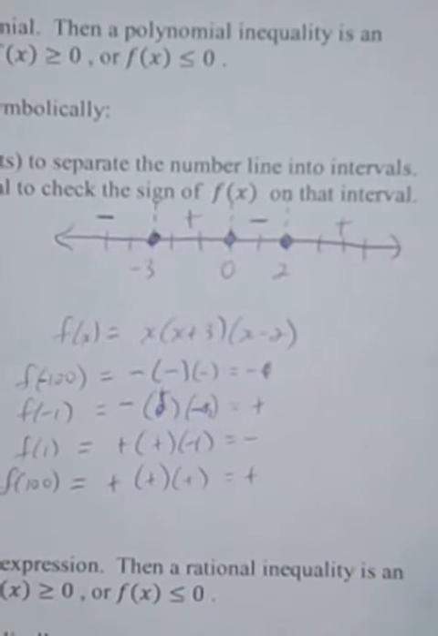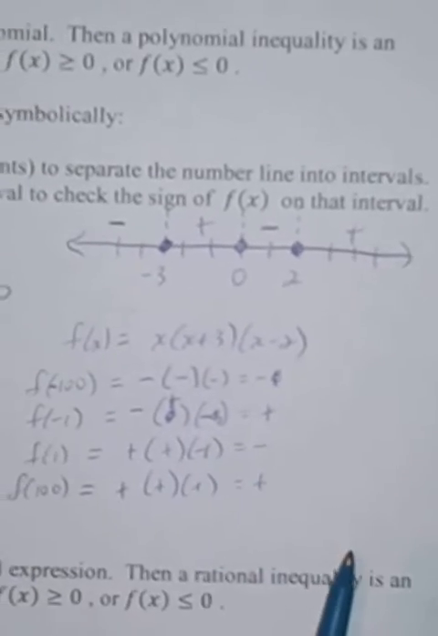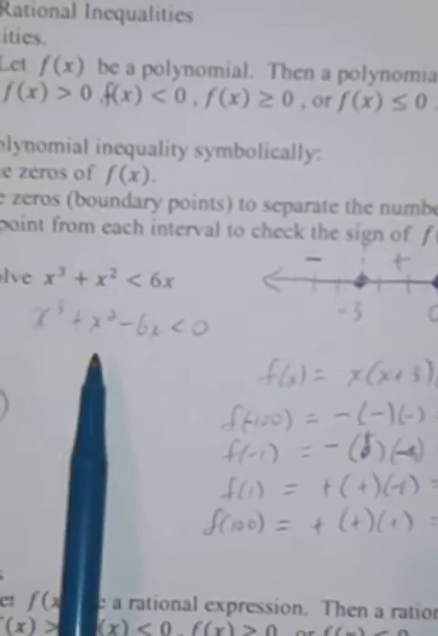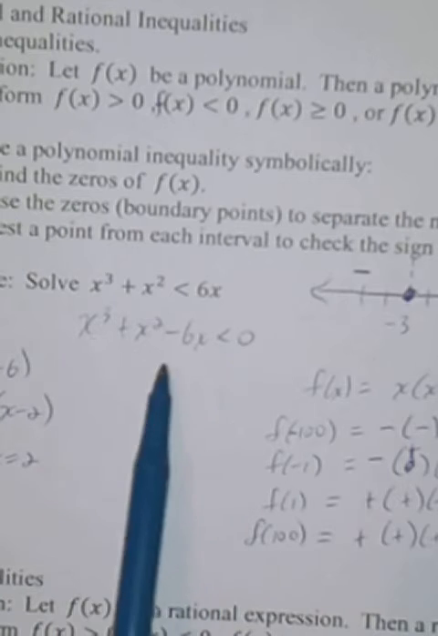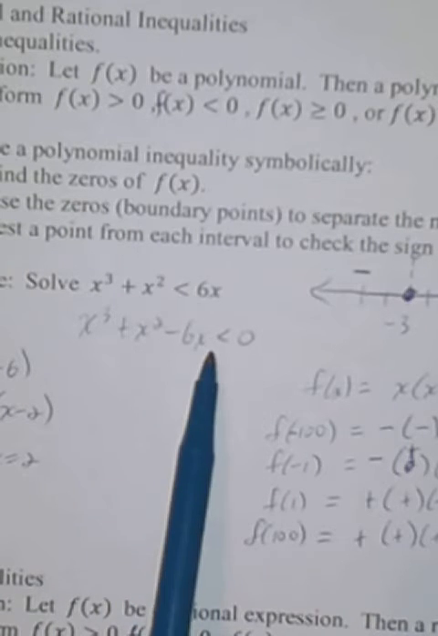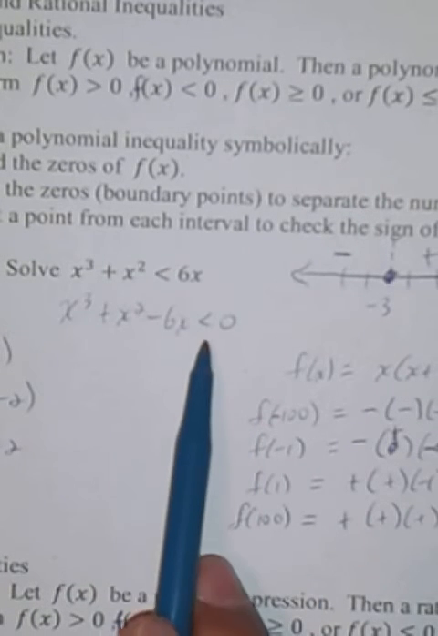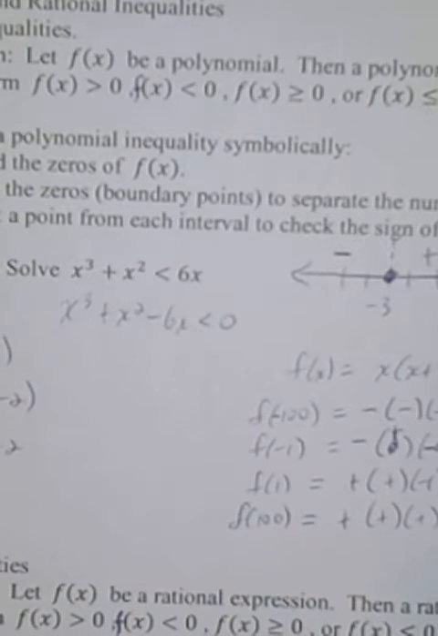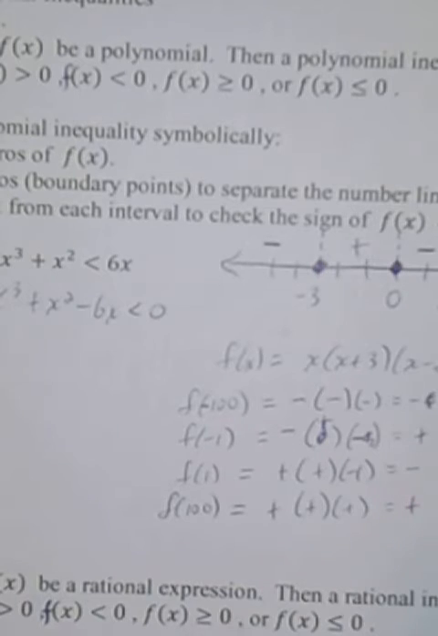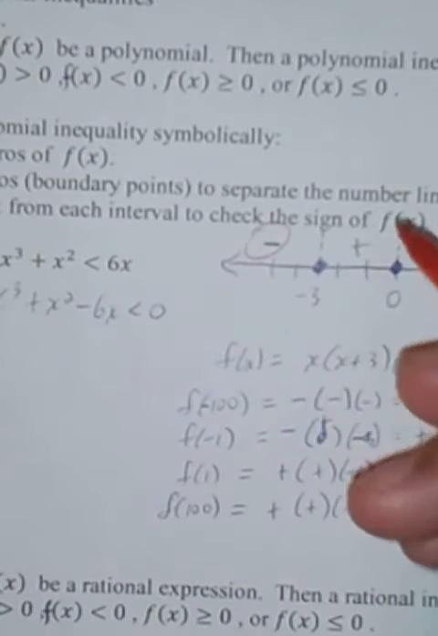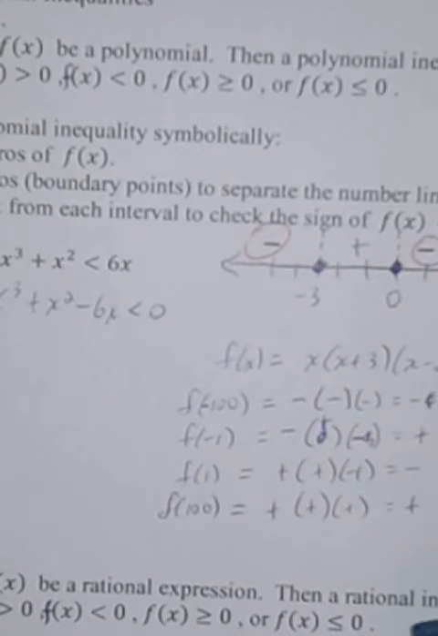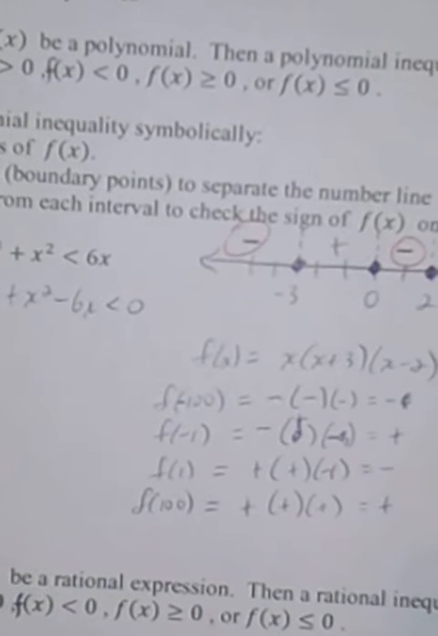Okay, I have found the signs. And so what am I solving? Well, these two inequalities are the same. I'm actually solving the second one, but whatever I get for the second applies to the first. So I'm solving where it's negative, less than 0. And so that would be from negative infinity to negative 3, union 0 to 2. Okay, that'll be my answer.